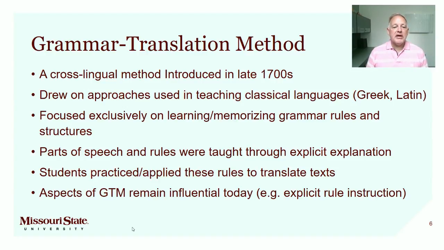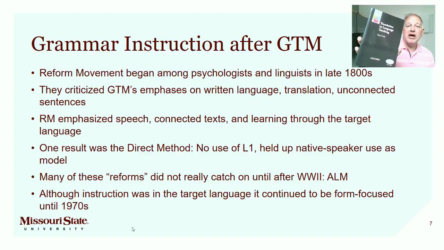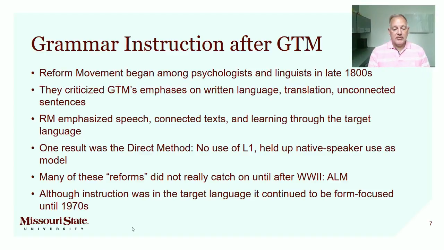Now, in many respects, grammar translation method remains influential today. We still see a lot of explicit rule explanation in classrooms. And those of you who took my advanced translation class are familiar with this book, Translation and Language Teaching by Guy Cook. He's a British linguist. He gives a lot of really excellent background about use of translation in the classroom and then how that fell out of favor. So what happened with the grammar translation method?